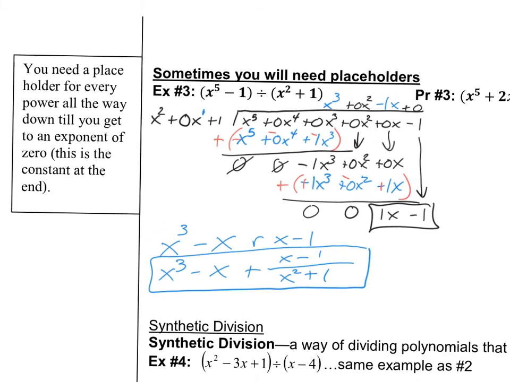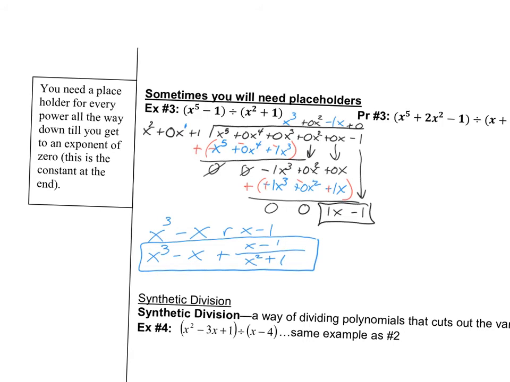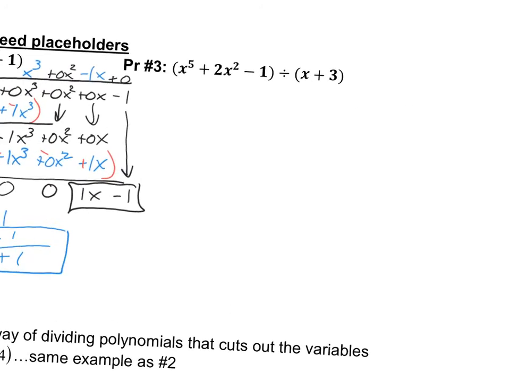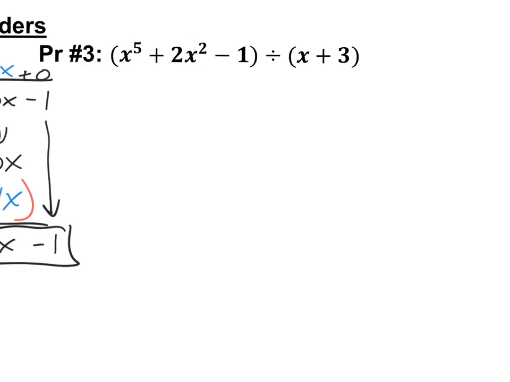I know it's a little bit long, kind of a tedious process, but it's very doable. It's just the same thing over and over again. So I want you to try practice number 3 on your own, and then unpause the video when you're ready to check your work. Remember all the placeholders that you need, right?